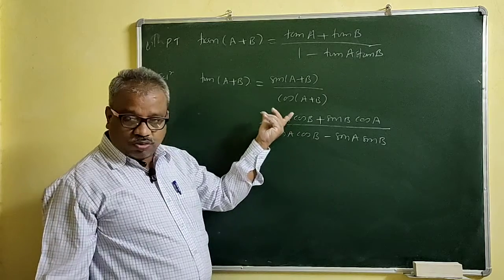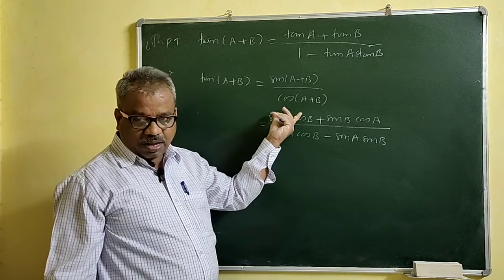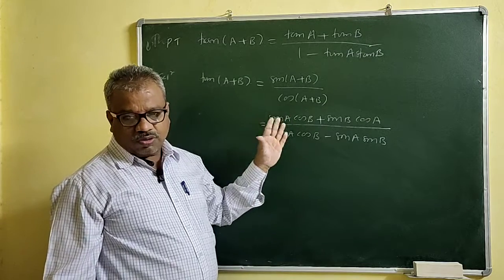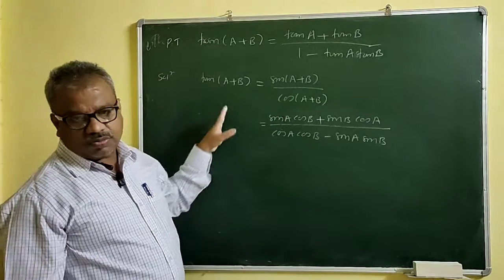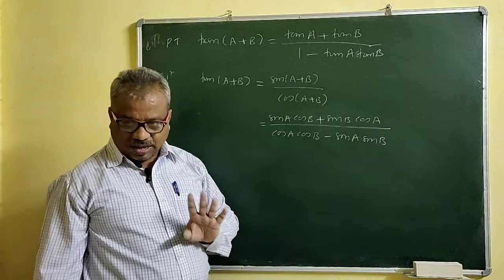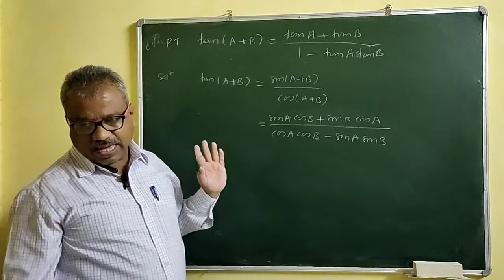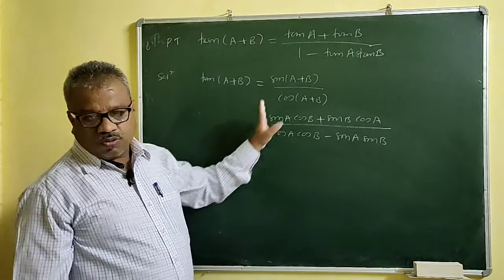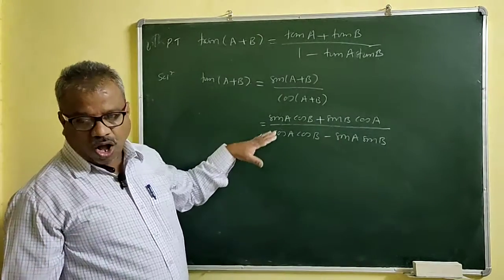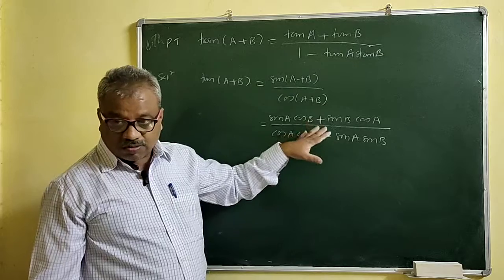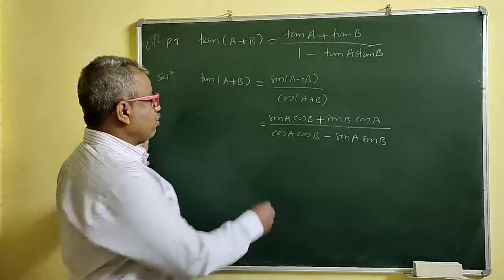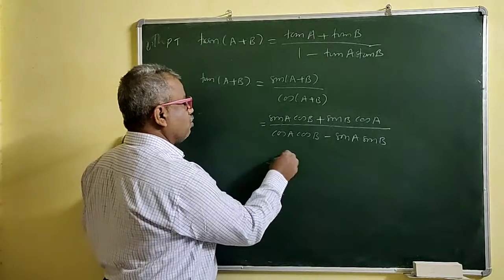But if you want to divide a particular term by cos A cos B, this is not allowed, right? So what you have to do? You have to divide all the terms of the numerator and denominator by the same number, then your ratio will be as it is. It will not be changed, right? So that means we divide all the terms of the numerator and denominator by cos A cos B. So we divide by cos A cos B now.